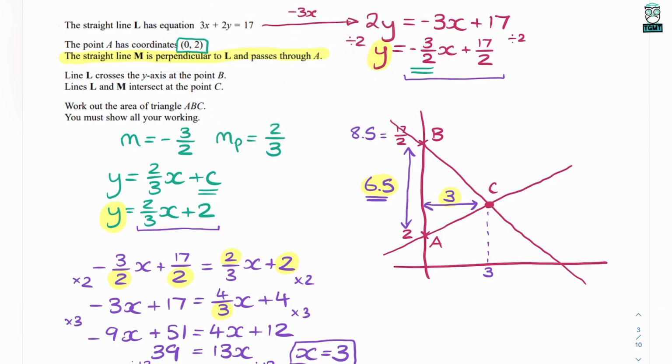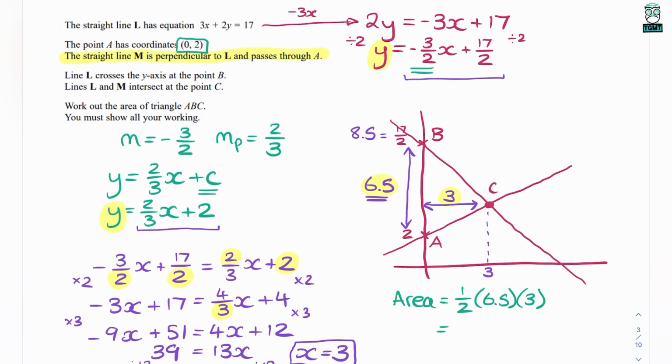So the area of a triangle is half base times height. So I'm going to have the area is equal to 1/2 multiplied by the base, which is 6.5. You can put a times sign or put them in brackets. And we're going to multiply that then by the 3. So 1/2 times 6.5 times 3.